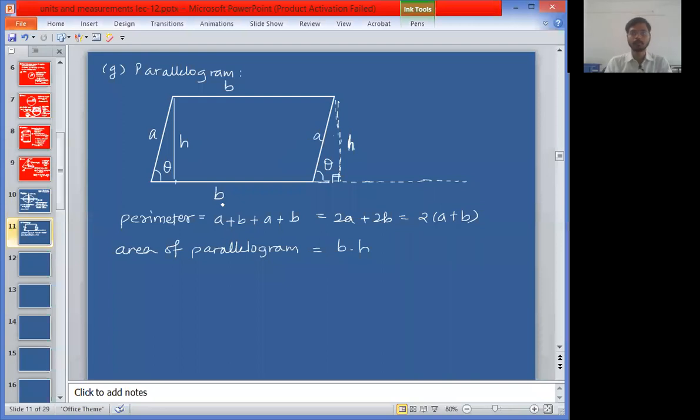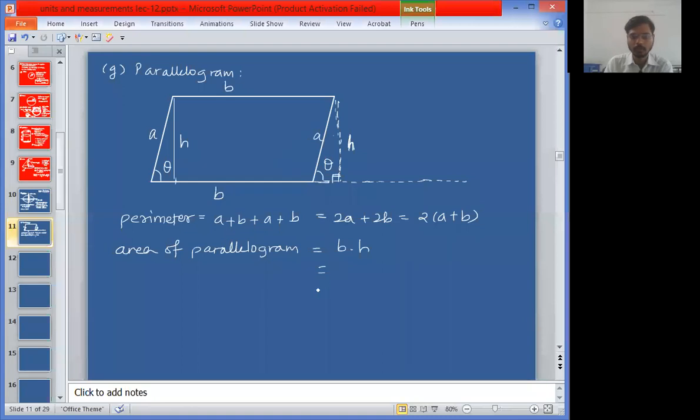Now everyone again concentrate on the board. I said area of parallelogram is equal to base into height. So this is the base and this is the height.